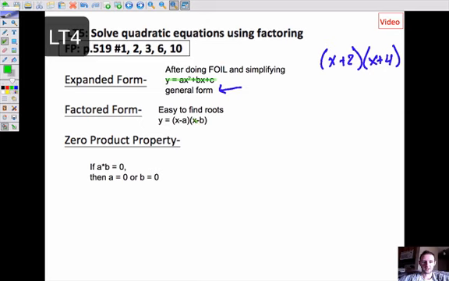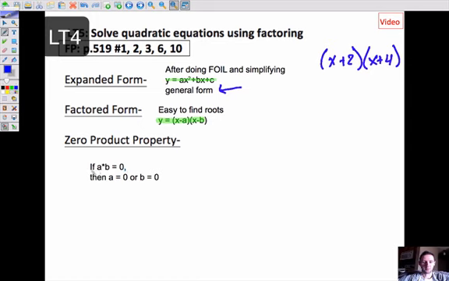Factored form, we also saw that in episode 2. It looks like that. This video is going to be a lot about factored form, putting it into factored form. What do you do when it's in factored form? It makes it really easy to find the roots using something called the zero product property.